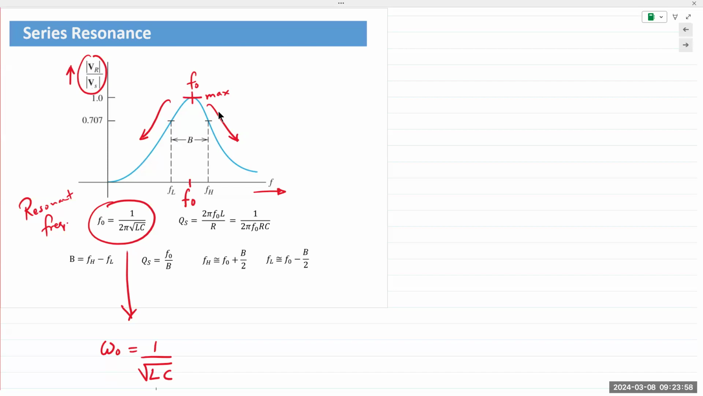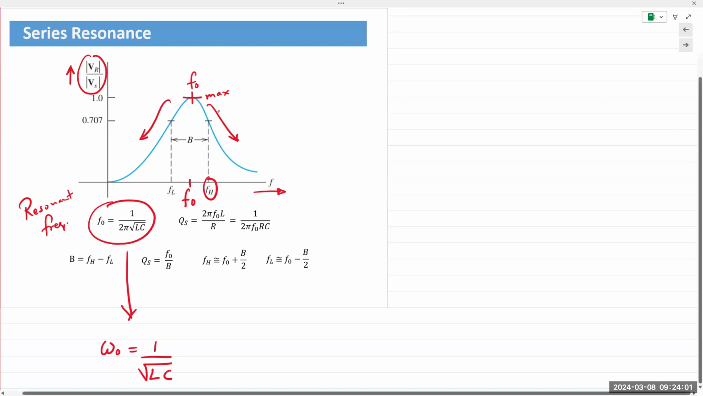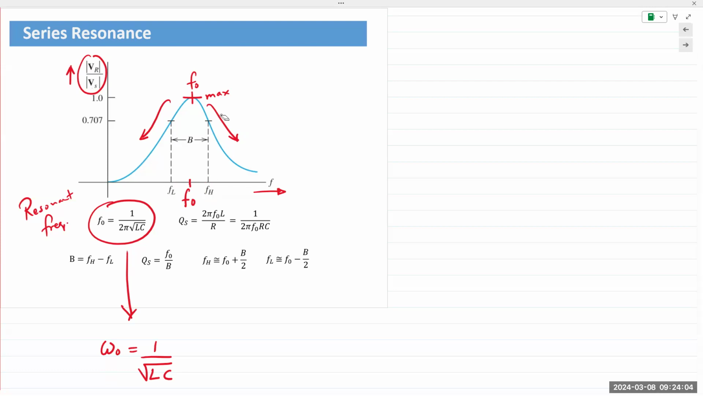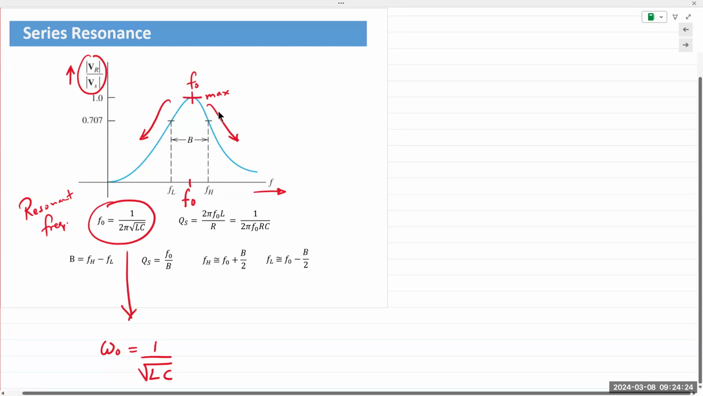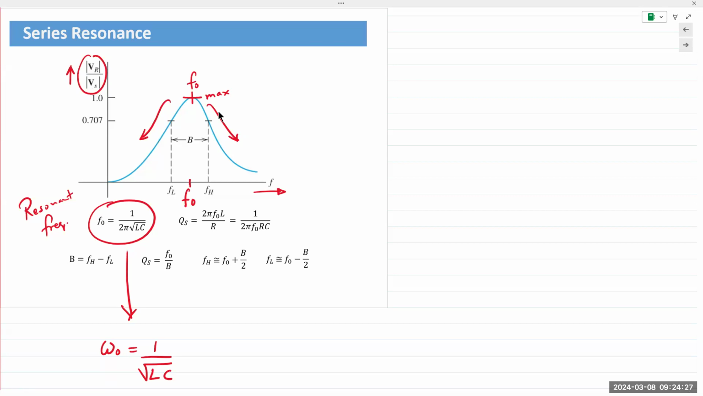Okay, so the next is fH and fL. If we take the max and divide it by √2, the intersection points give us two frequencies, right? One on the right, one on the left. fL and fH. The L and H just stands for low and high. It could be f1 and f2, or f2 and f1. Doesn't matter. In this particular illustration, in this book, they use fL and fH, so we'll stick with that. Basically, that describes the bandwidth of the filter.